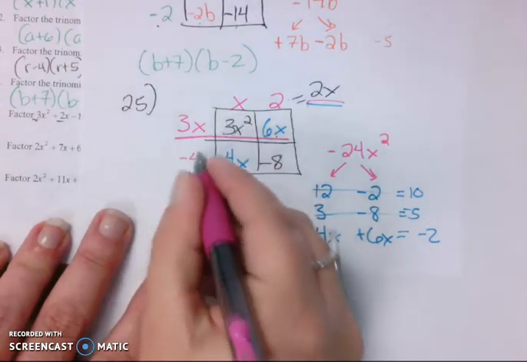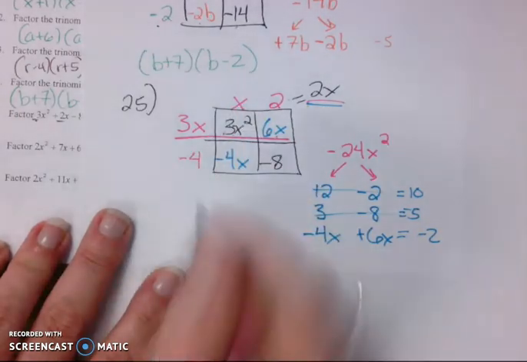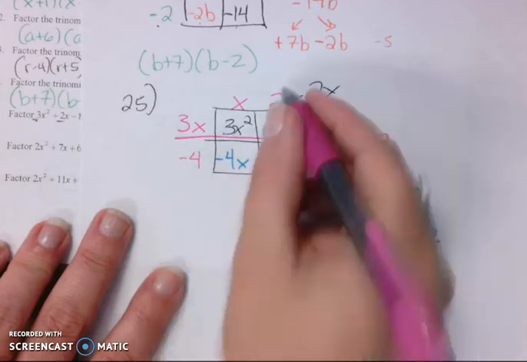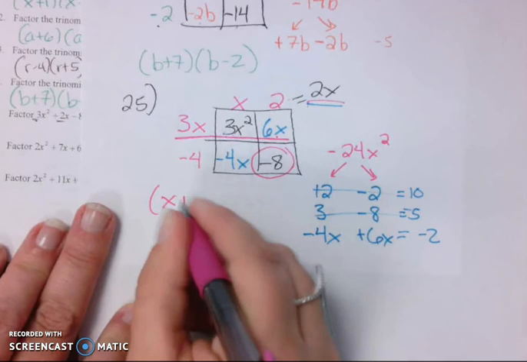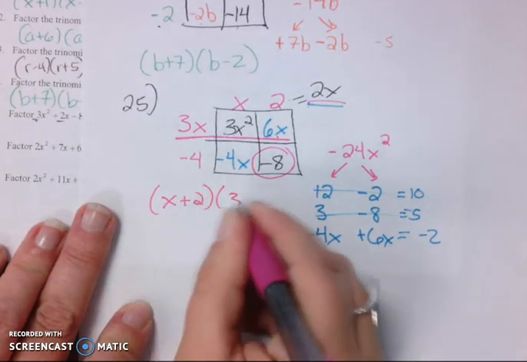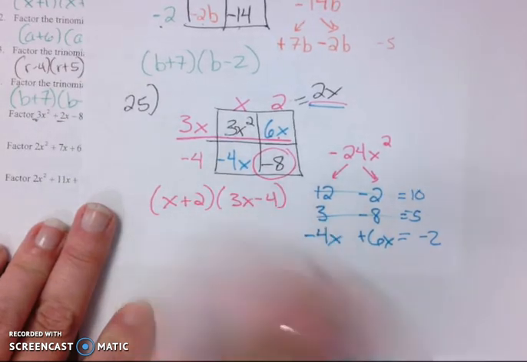And here, negative 4 times x is negative 4x. And then double check. Negative 4 times 2 gives you the negative 8. So I'm pretty sure I did it right. X plus 2, 3x minus 4. Okay, there is our answer.